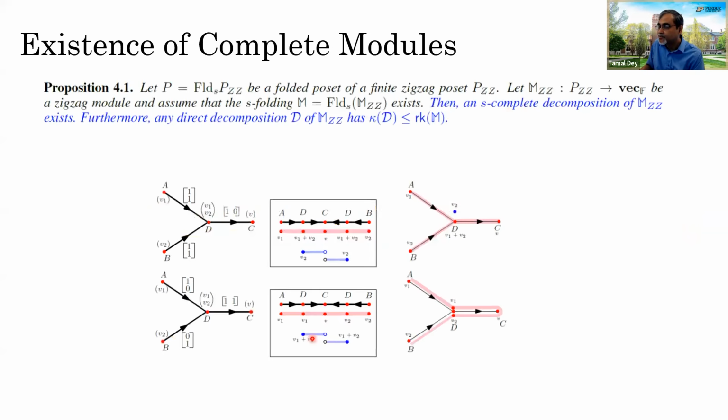For example, here, the two blue ones are not limit modules, because this arrow here is forward, so I cannot map something to here. 0 does not map to this V1 plus V2 anymore. So these are not limit modules, but this one is a limit module. In this case, this is a limit module, but it is not a foldable module. In this case, this full module is a limit module, and it is a foldable module.